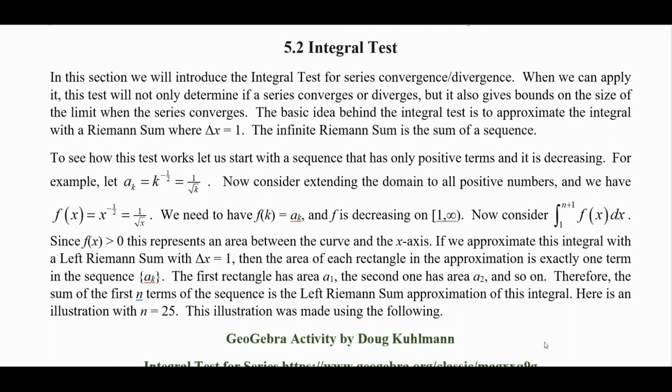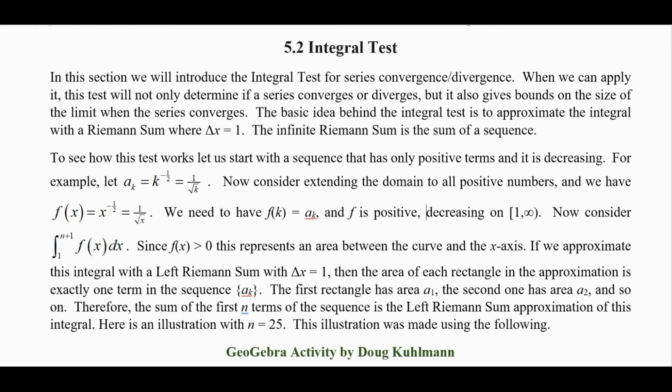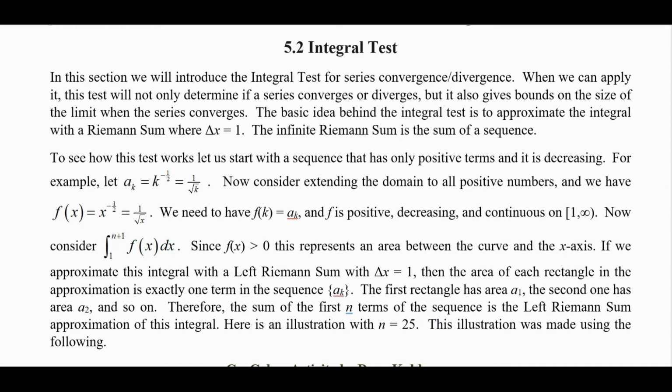We just changed the letter k to x, but now we're thinking of not just changing the letter, but replacing k, which was only a natural number, with x, which is any real number. Now what do we want? We want to have f of k equals a sub k. We get that automatically by just changing the k's to x's. But we also want f to be decreasing on the interval from 1 to infinity. We need a little bit more than that. We need f to be positive, decreasing, and we want it to be continuous on the interval from 1 to infinity.